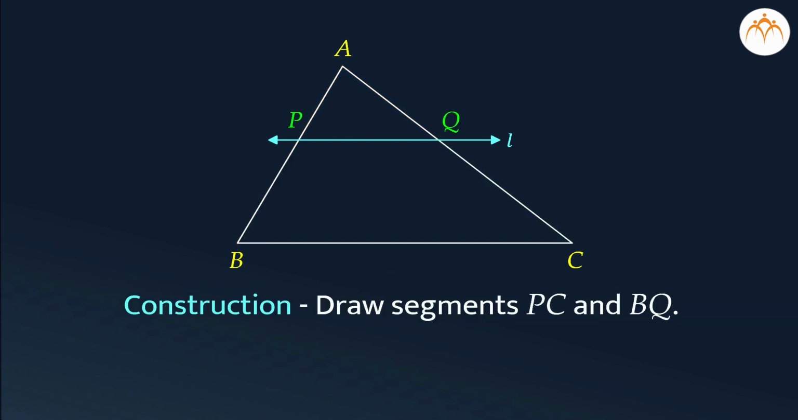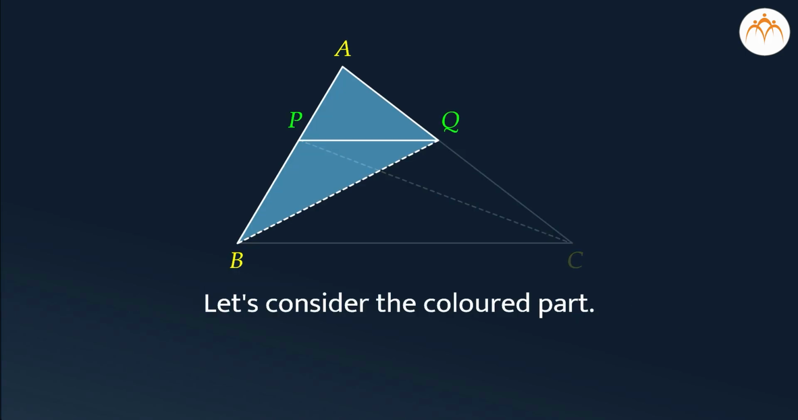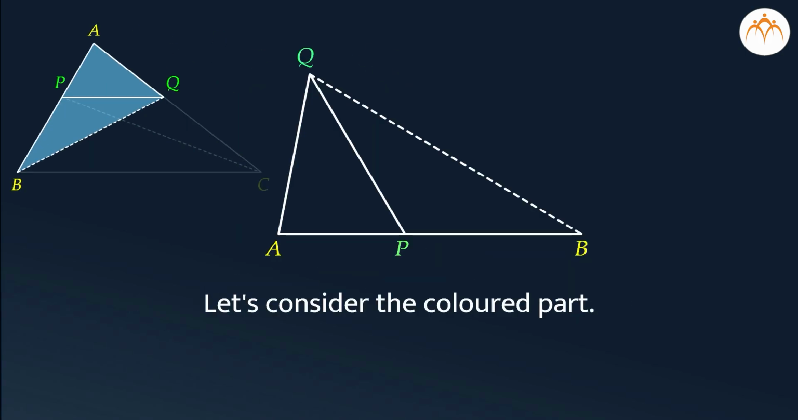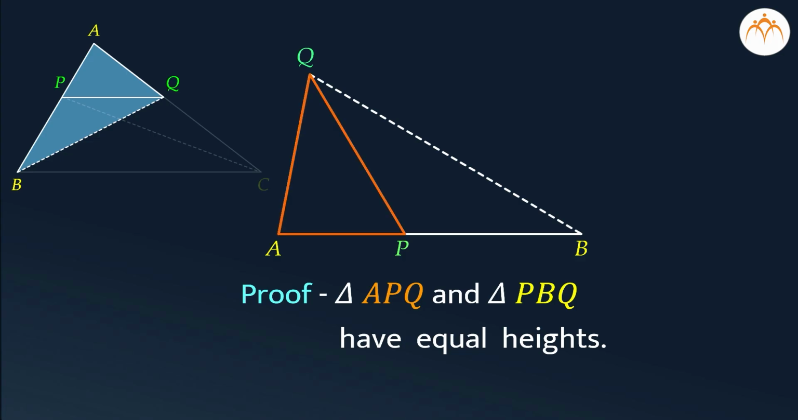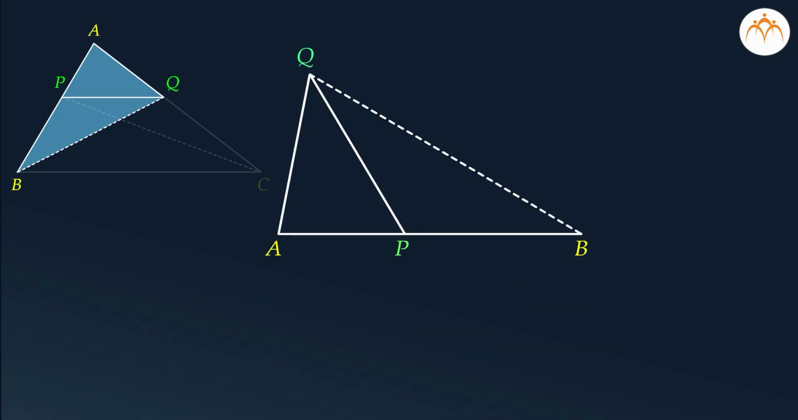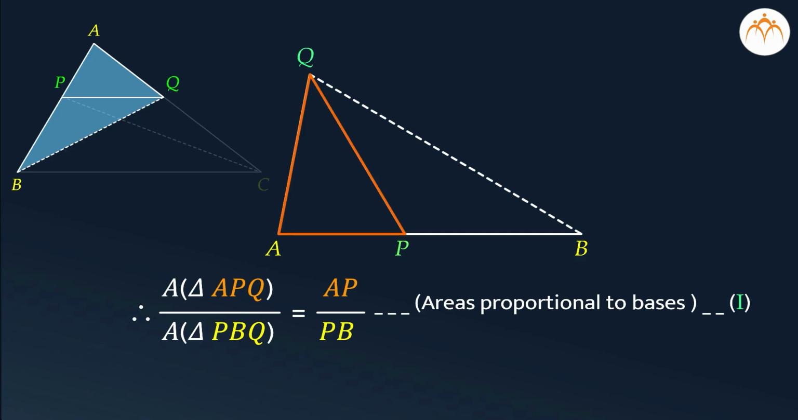Construction: draw segments PC and BQ. A part of this diagram looks as follows. Proof: triangle APQ and triangle PBQ have equal heights. Therefore, area of triangle APQ upon area of triangle PBQ is equal to AP upon PB, because areas are proportional to bases, equation 1.